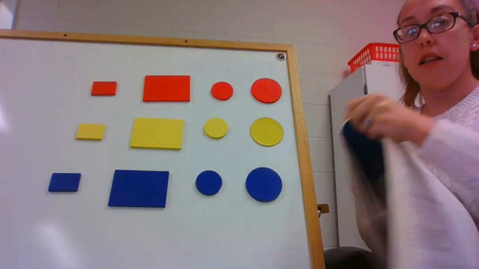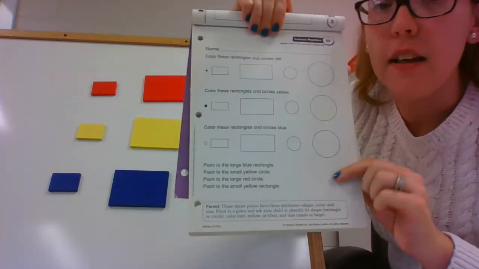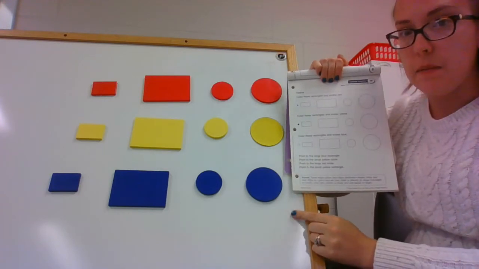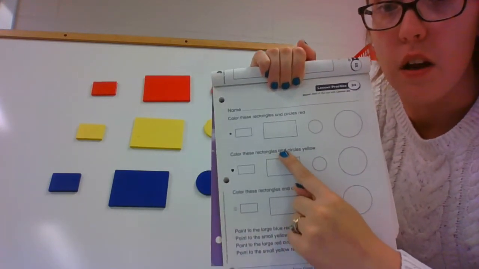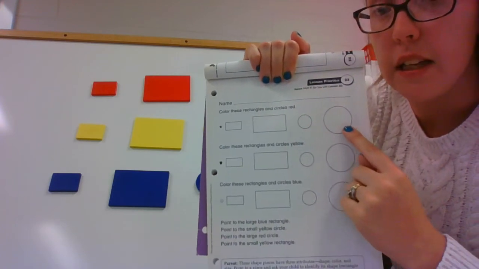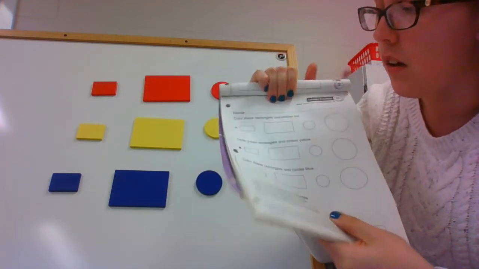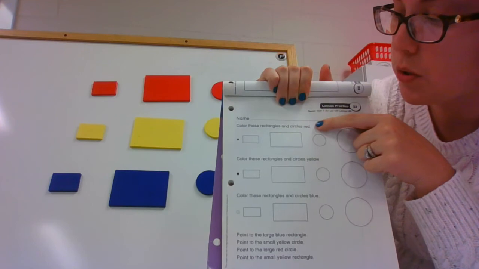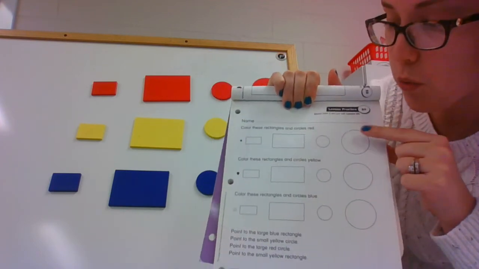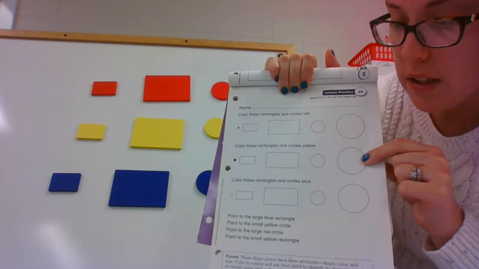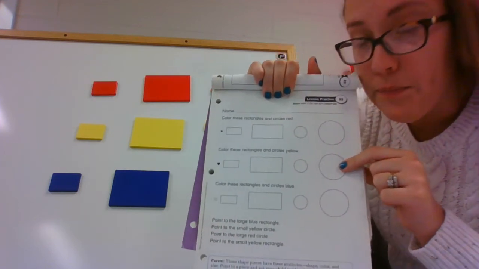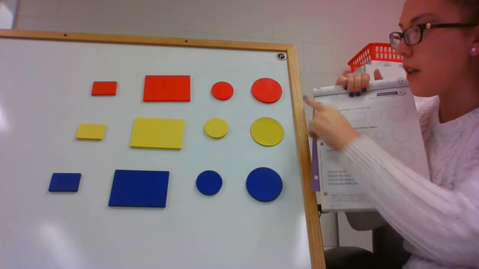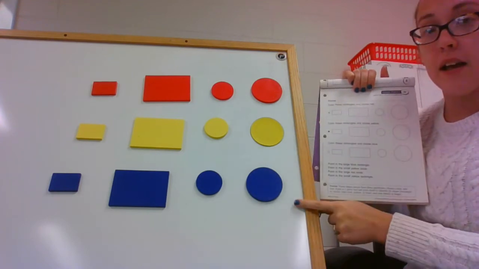So the sheet that I sent home in your packet looks just like this. And it kind of looks like what we did today. It's got the small rectangles, the large rectangles, the small circles, and the large circles. So what I need you to do is follow the directions. In this first row, it wants you to color the rectangles and circles red. It wants you to color the rectangles and circles yellow. Then it wants you to color the rectangles and the circles blue. So just like Mrs. Calise's, red, yellow, and blue.